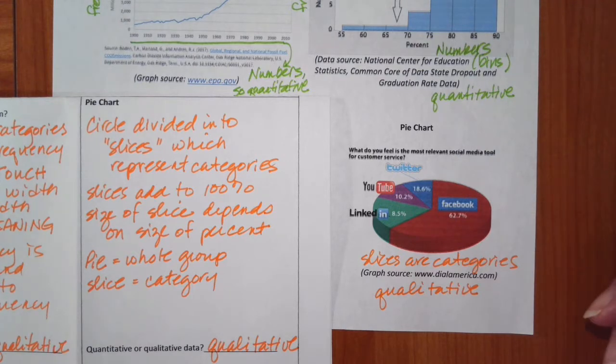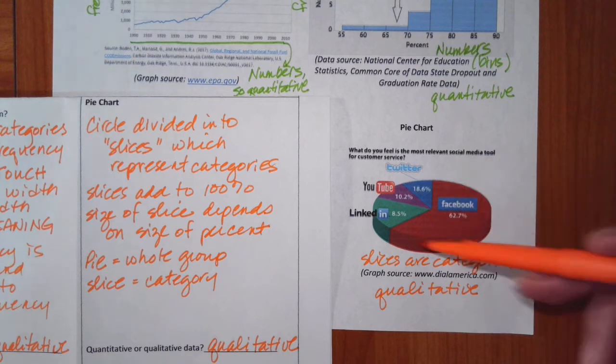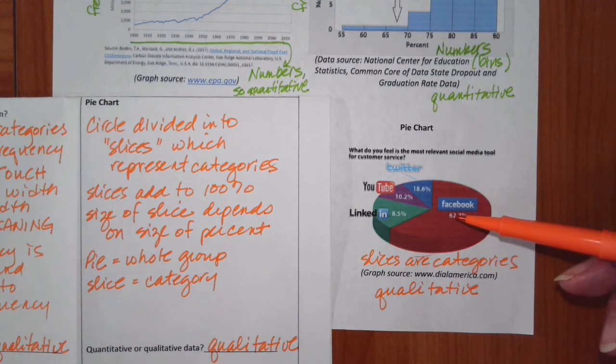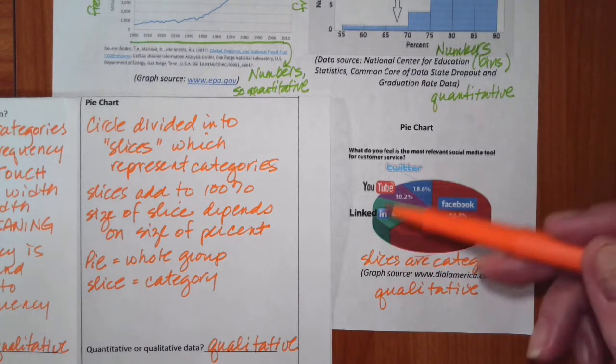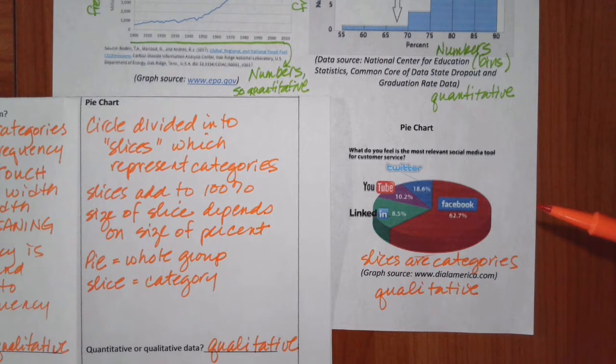However many people answered Facebook, however many people did Twitter or YouTube or whatever. So it's converted to percents: slices are categories that have been summarized as a percent. And the larger the percent, the larger the slice. It all adds up to 100%. Every category is represented. So the pie is the whole thing. Each slice is a category. The larger the slice, the higher the percentage, and it all adds up to 100.